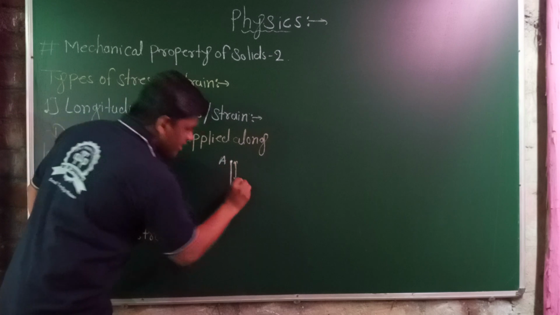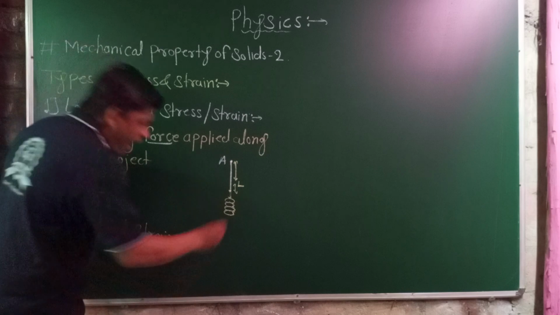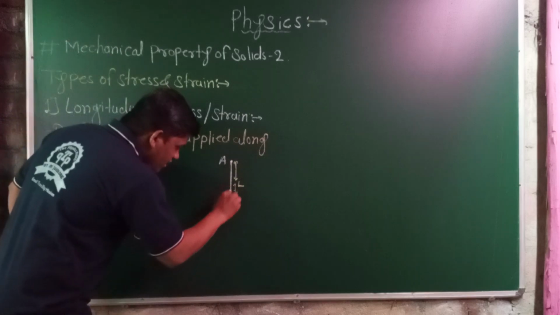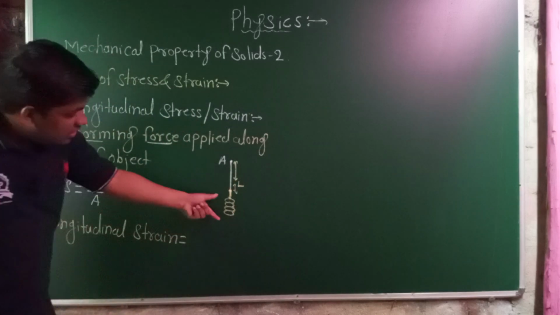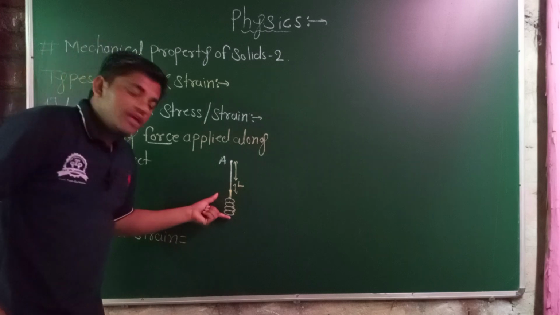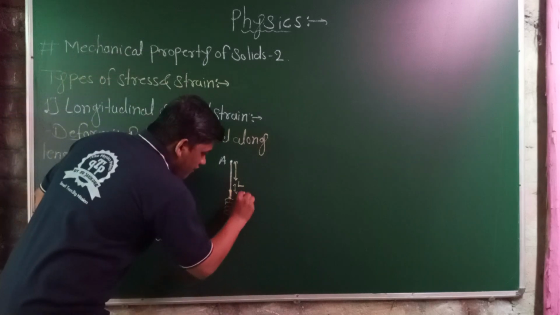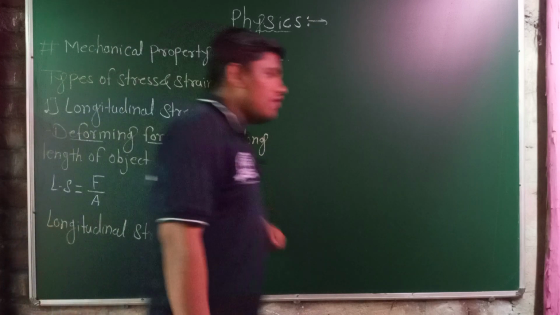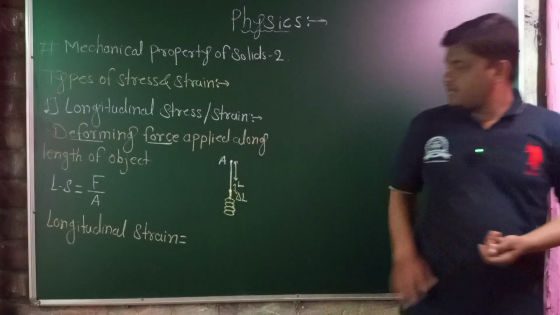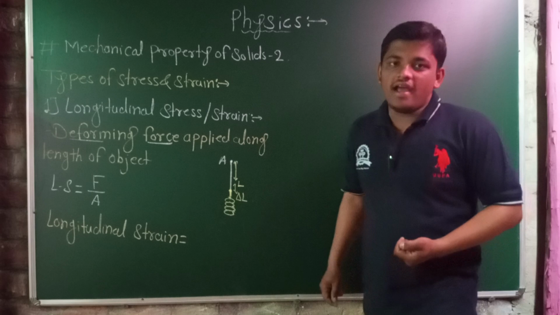This will be the original length, that is capital L, and this will be the increase in the length of the string after applying the weight of that object. Weight will be force. Then this will be the change in length, or change in original length, of the string. This is the delta L.